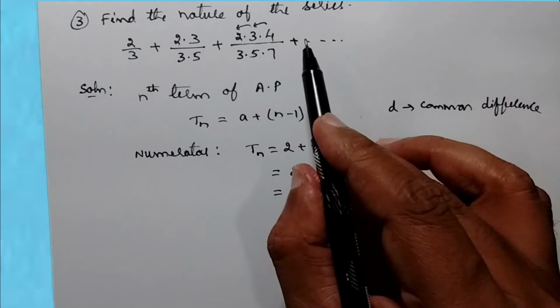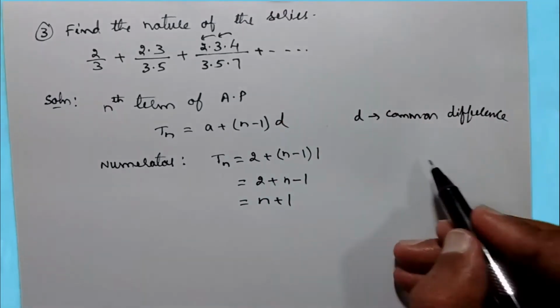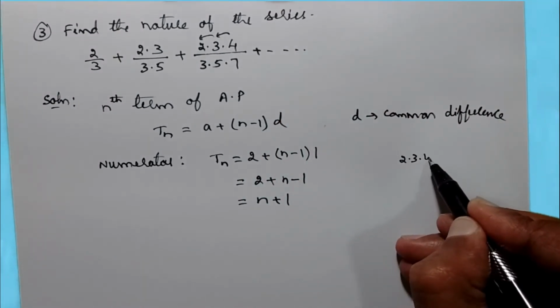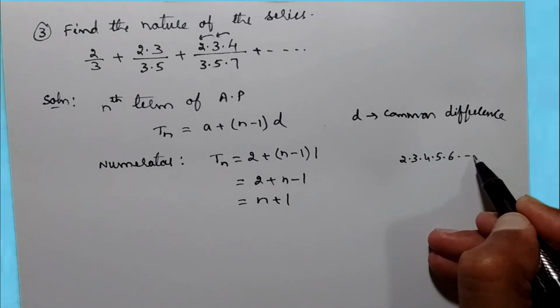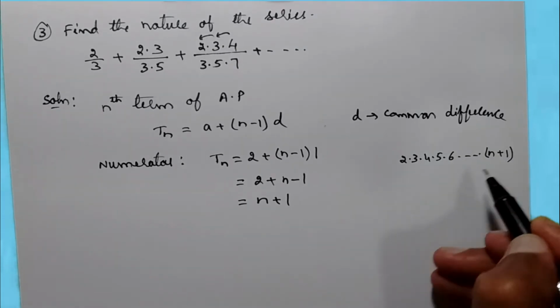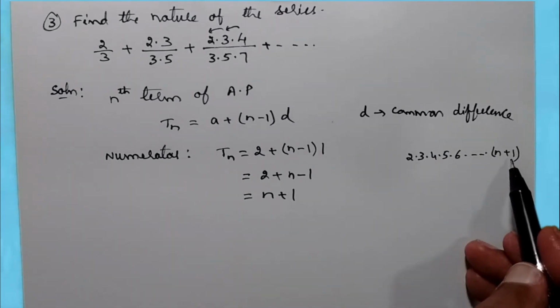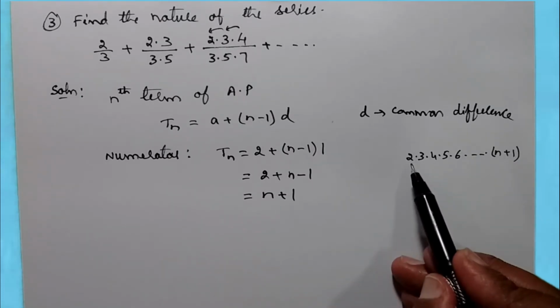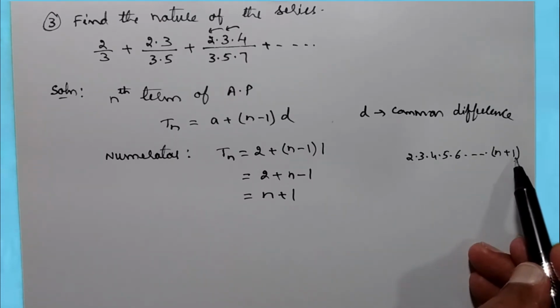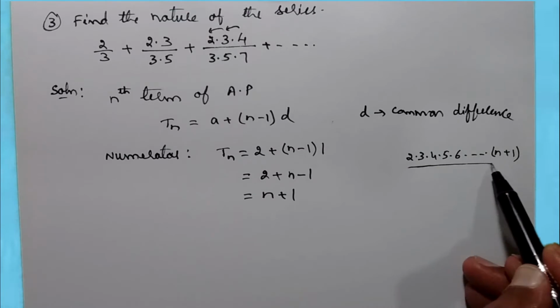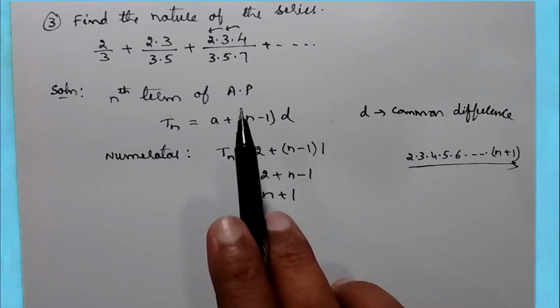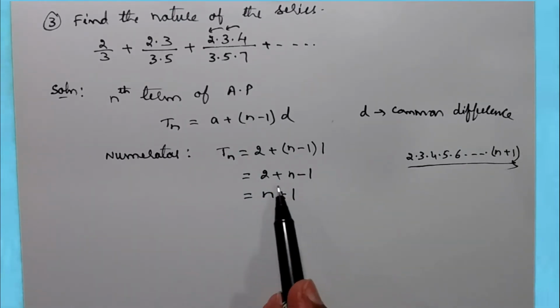So if you go on continuing in this way, the nth term will be 2 into 3 into 4 into 5 into 6 into, at the end we'll be getting n plus 1 as the nth term. Alright, so it starts with 2 and the nth term will be n plus 1. So this entire expression is in arithmetic progression. So this is the numerator value.